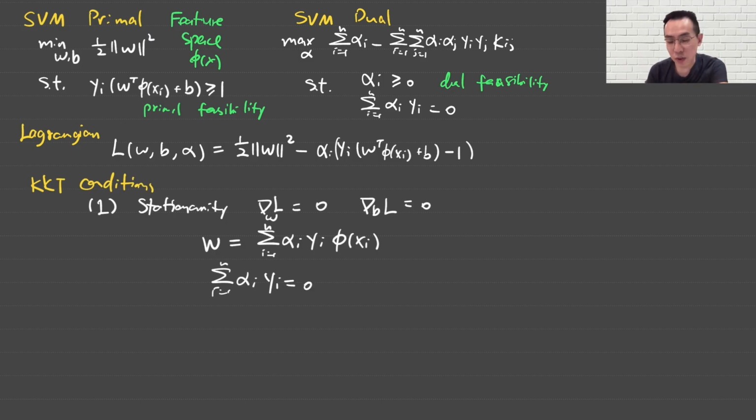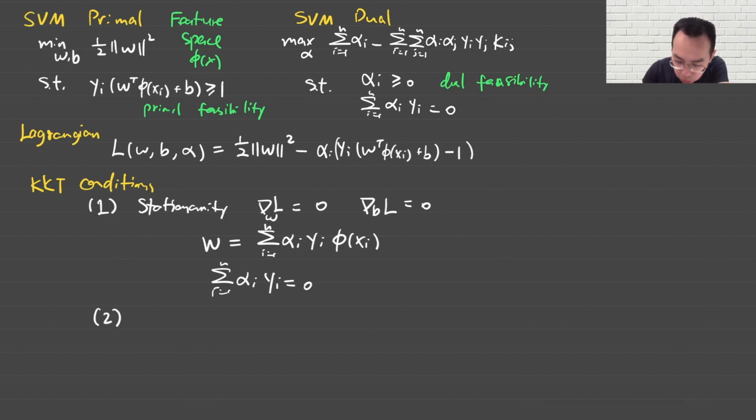The first one is very interesting, right? It means that the vector W lives in the span of the training data points in the feature space. So that is given by the KKT condition, the stationarity condition of the KKT. This leads to the kernel trick.